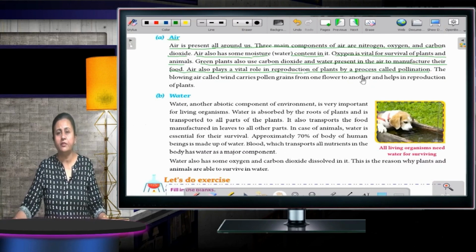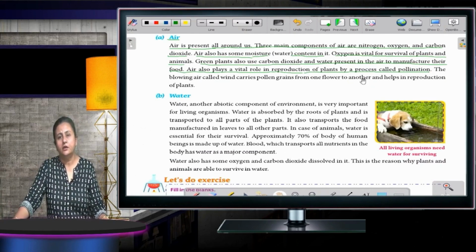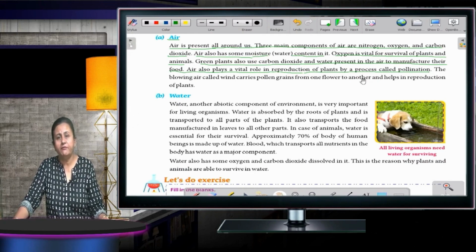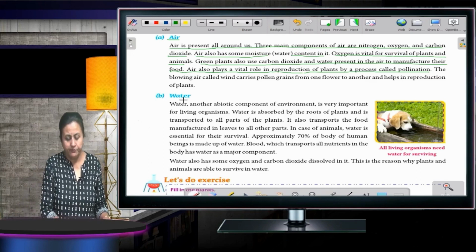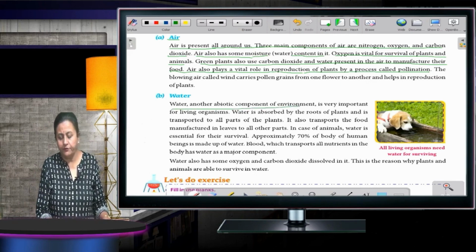Children, you can live without food, but to live without water is very, very hard. You can live without food for a few days, but if I talk about living without water, you will be able to live one day, maybe the second day, but eventually you will die if there's no water. So water is very important for us. Water, another abiotic component of our environment, is very important for living organisms.